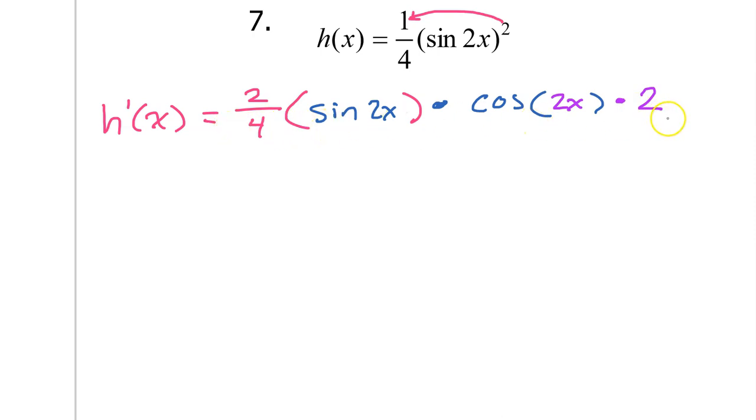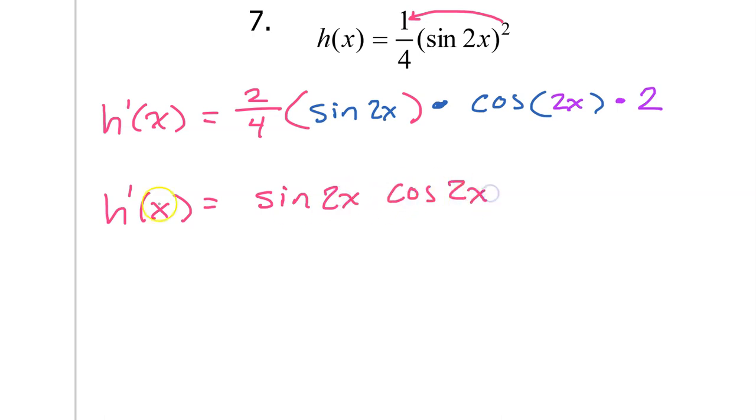So this is one version of the answer, but let's clean it up. I'd say let's please clean it up. 2 over 4 is 1/2. And then 1/2 times 2 is 1. So these constants cancel each other out. So we will just be left with sine 2x times cosine 2x. And this is the final answer.